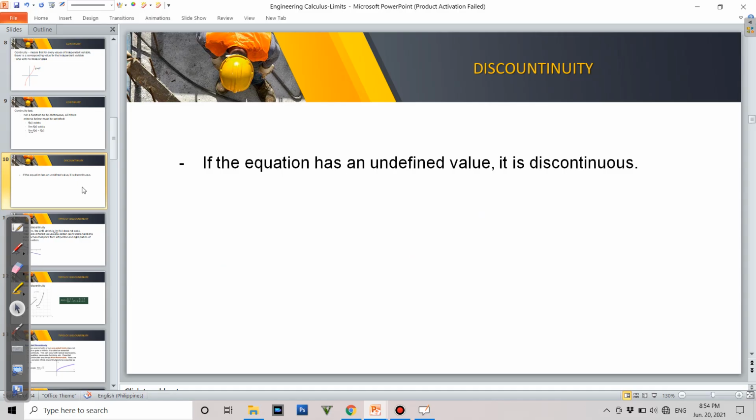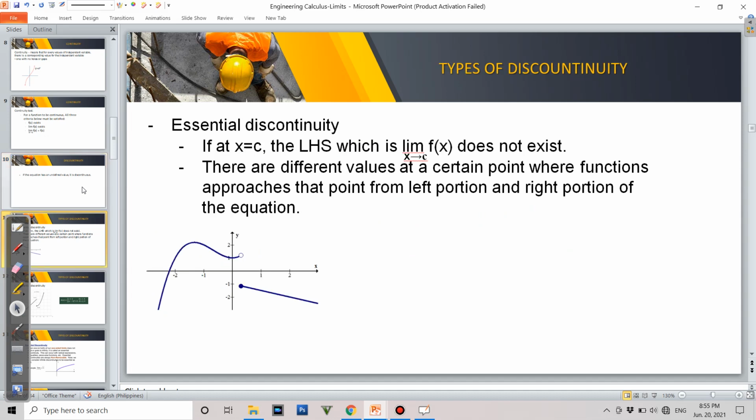Okay, so that's it for the solution of this problem. Now that we know how to evaluate continuity in a function, let us also discuss the principles of discontinuity. If the function has an undefined value, it is discontinuous. There could be two types of discontinuity. Number one is the essential discontinuity.